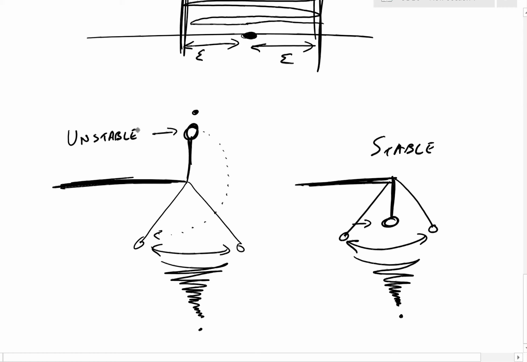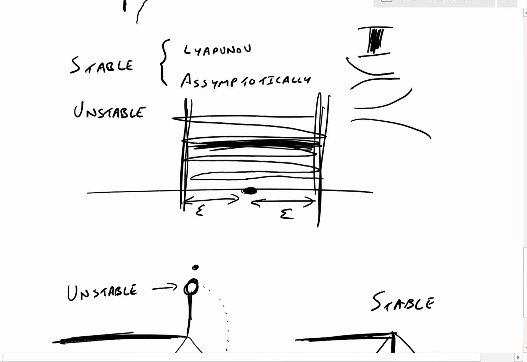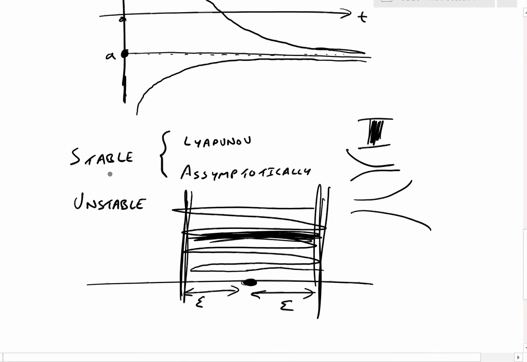I think that's pretty much all I want to talk about on stability and instability. This is just what you have to consider: you've got stable and unstable, and then two types of stable, Lyapunov and asymptotically. Most of the time it's asymptotic. It's just on a few occasions that it is actually Lyapunov.